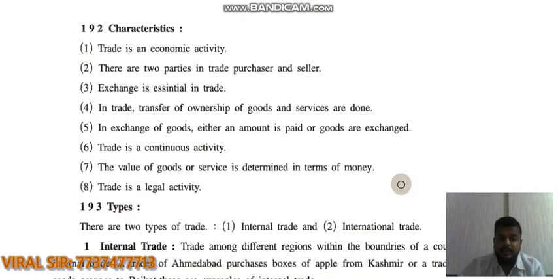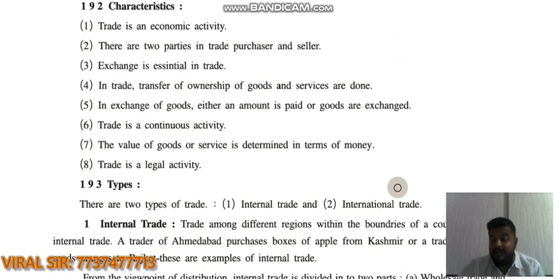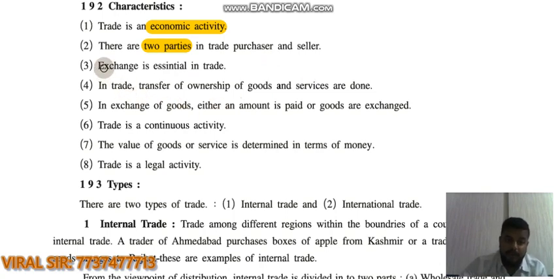Now what are the characteristics of trade? It is a classification of business. It is definitely an economic activity. No single party can do it, so there are at least two parties in trade, that is purchaser and seller. The most important is that exchange is essential. Exchange of commodity, service, or money is essential.